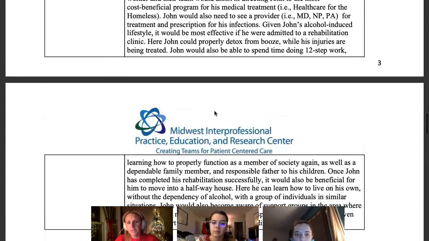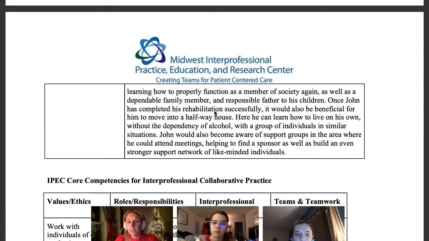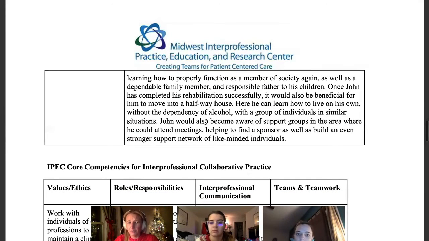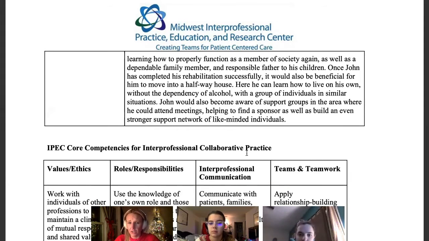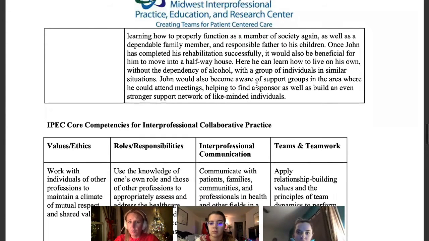And John would also be able to spend time doing 12-step work, learning how to properly function as a member of society again, as well as a dependable family member and a respectable father for his children. Once John has completed his rehabilitation successfully, it would also be beneficial for him to move into a halfway house. There, he could also learn how to live on his own without the dependency of alcohol with a group of individuals in similar situations. John would also become aware of support groups in the area where he could attend meetings, help to find a sponsor, and also build relationships that support a stronger network of like-minded individuals.